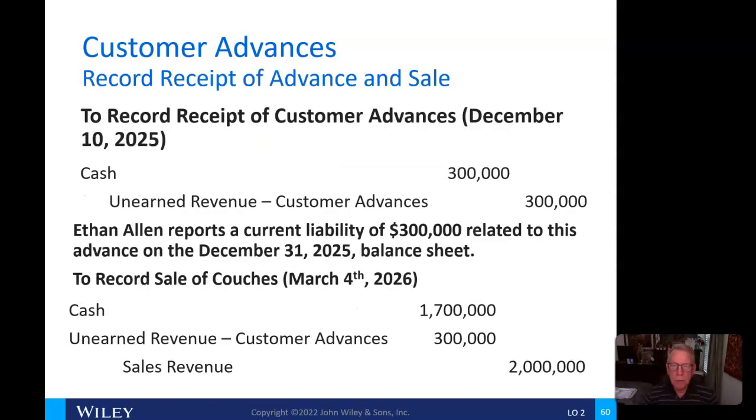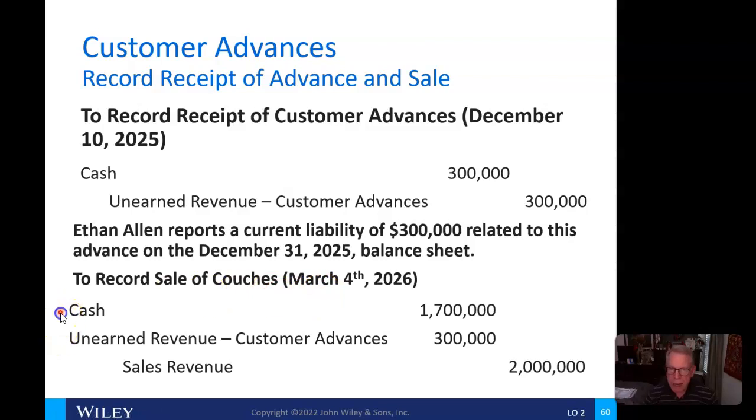All right. To record the receipt of the customer advances, we're going to debit cash. Of course, we've received the $300,000, but also we'll credit the liability unearned revenue, customer advances. Ethan Allen's going to report that as a current liability related to this advance on its December 31, 2025 balance sheet. Then it's going to record the sale of its couches on March 4th, 2026.